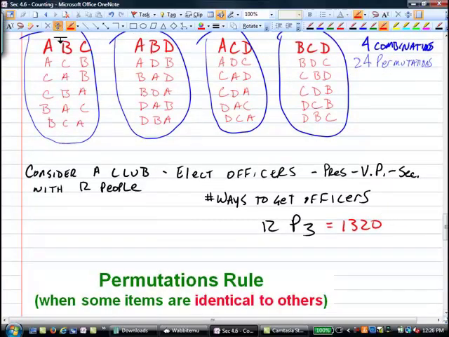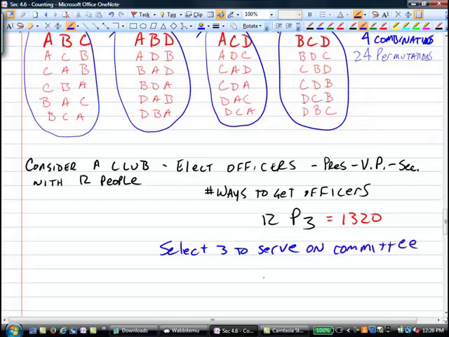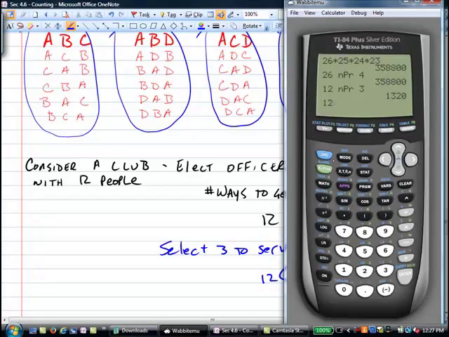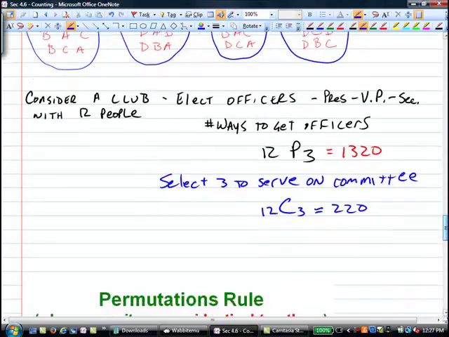But if I were just going to select 3 people to serve on a committee, would it matter if you're selected first, second, or third? You're either on the committee or you're not, right? So order doesn't matter. So there we would look at 12C3, 12 combined 3 different ways, or 3 at a time, and that would be 220. So there's 220 different combinations that I could come up with for people to serve on a committee, because you're either on or you're off.